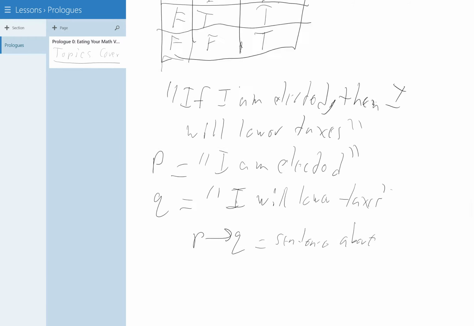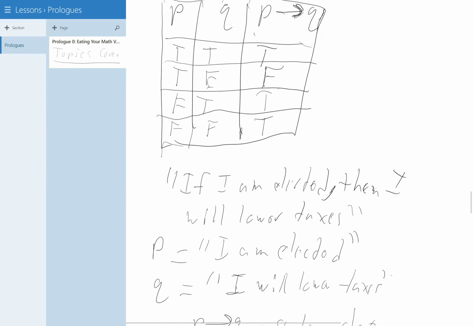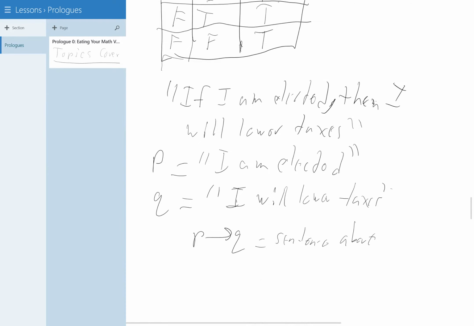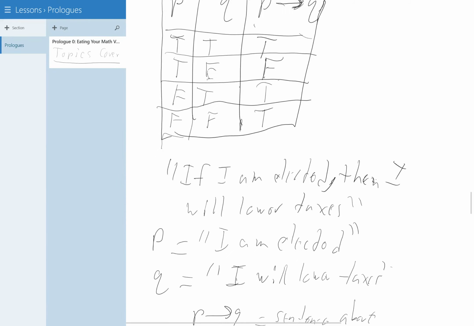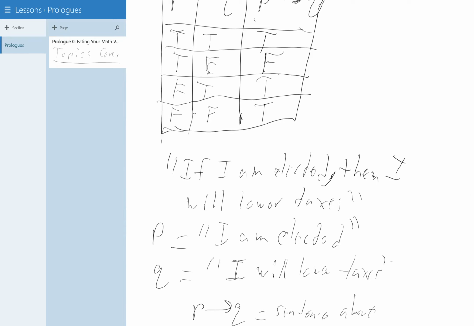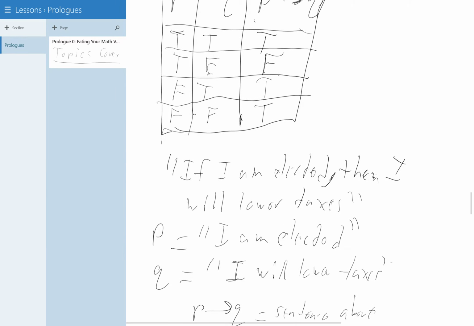All right, this is important. Now, if he is elected, so that part is true, then we expect him to lower taxes, like he said. That's why the whole statement becomes true, because he lives by his word. But if he's elected and he doesn't do it, we consider that statement to be false. It's like, what the heck? That's how we define it. It's super weird. You just said if you're elected, you lower taxes. I expected that causality to happen, the cause and the effect.